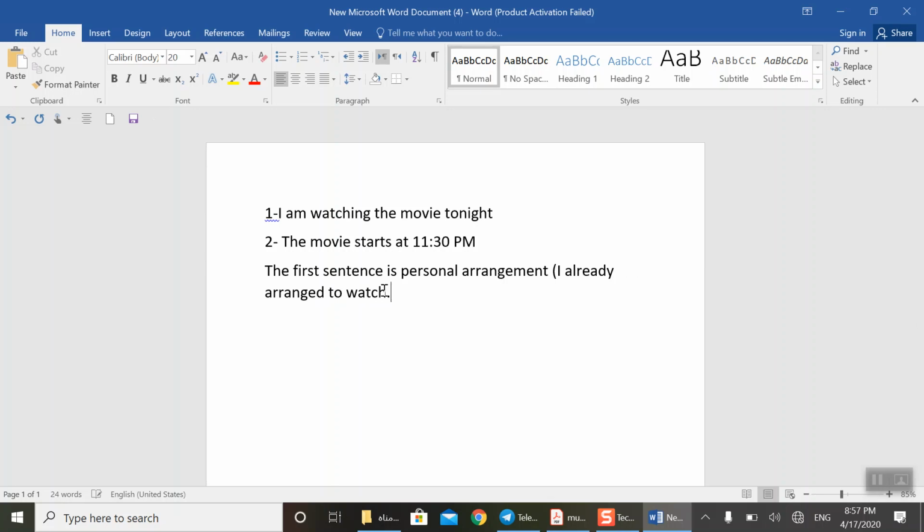You see, this is number one. Number two, it means it is a timetable, an impersonal arrangement, between brackets, timetable. This is present simple. How to differentiate between present simple and present continuous as far as the future is concerned. The first sentence is a personal arrangement, I already arranged to watch. The second sentence is an impersonal arrangement, timetable. This is for the future. We don't say this is simple and this is continuous; you differentiate by usage. Okay, go back to the book.